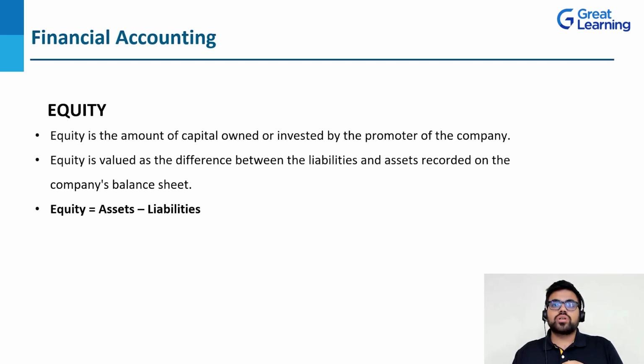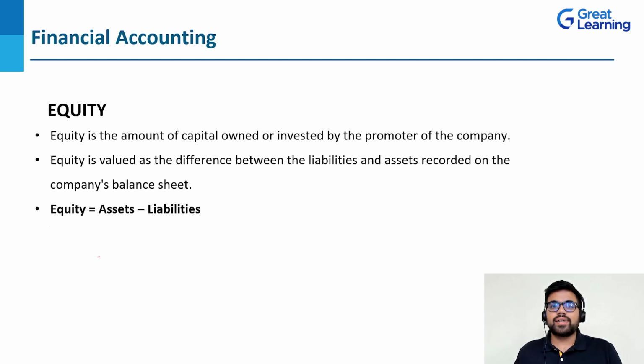Equity is the amount of capital that is owned by the promoter of the company. It tells us about the ownership of a company or a business entity. What you see is known as an accounting equation. It is known as equity equal to assets minus liability, or in other terms, assets equal to liabilities plus equity. Okay, so let me show this with an example.